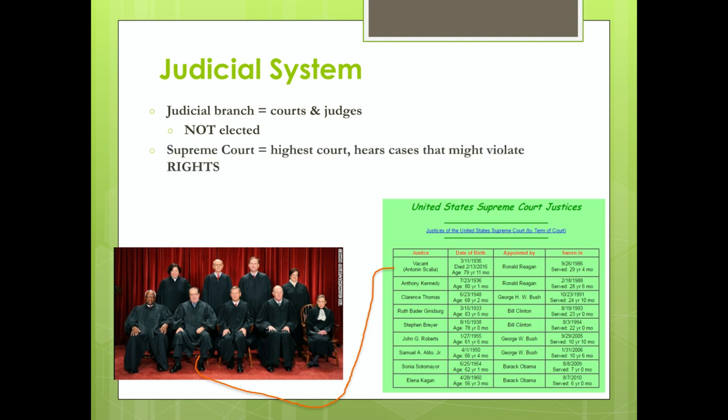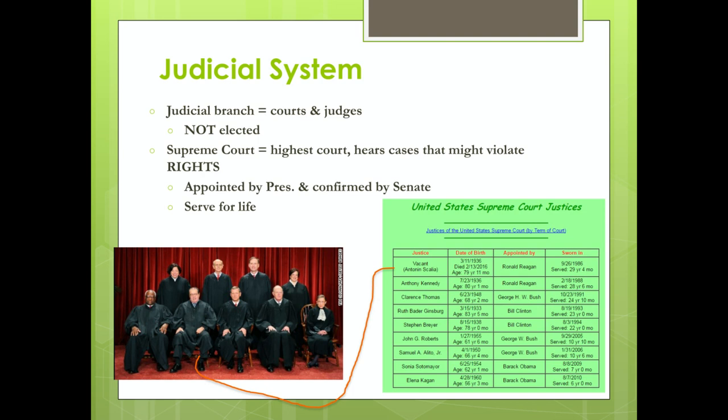The Supreme Court is the highest court of the land. It hears cases that might violate rights, usually cases that involve violation of the Constitution. So that's usually when the Supreme Court gets involved in any court cases. Again, the Supreme Court judges are appointed by the president and confirmed by the Senate. We just had two that were appointed recently by Donald Trump. So again, those justices are going to carry some of the ideas and views of Donald Trump, mainly the Republican Party.